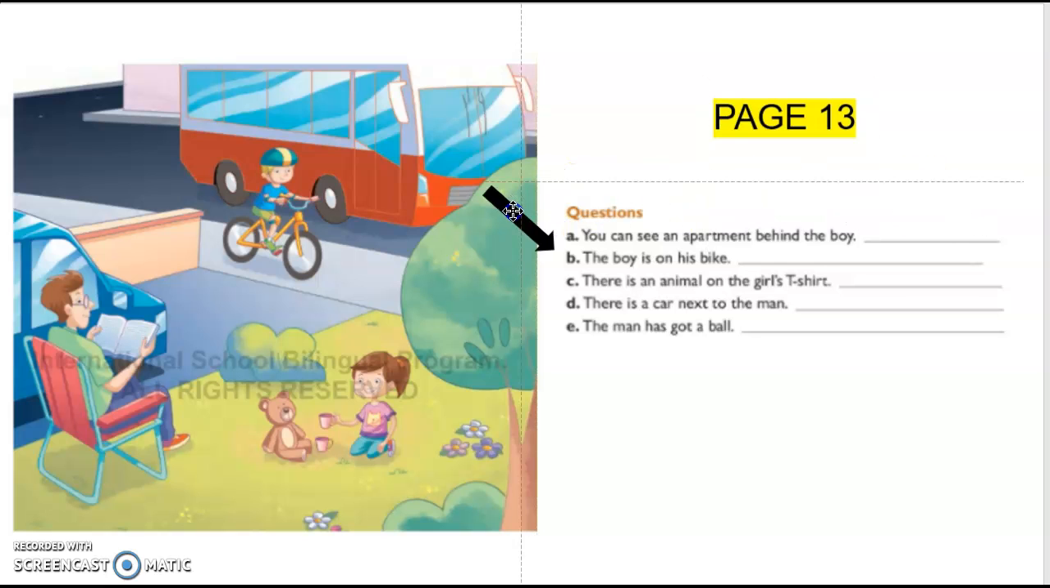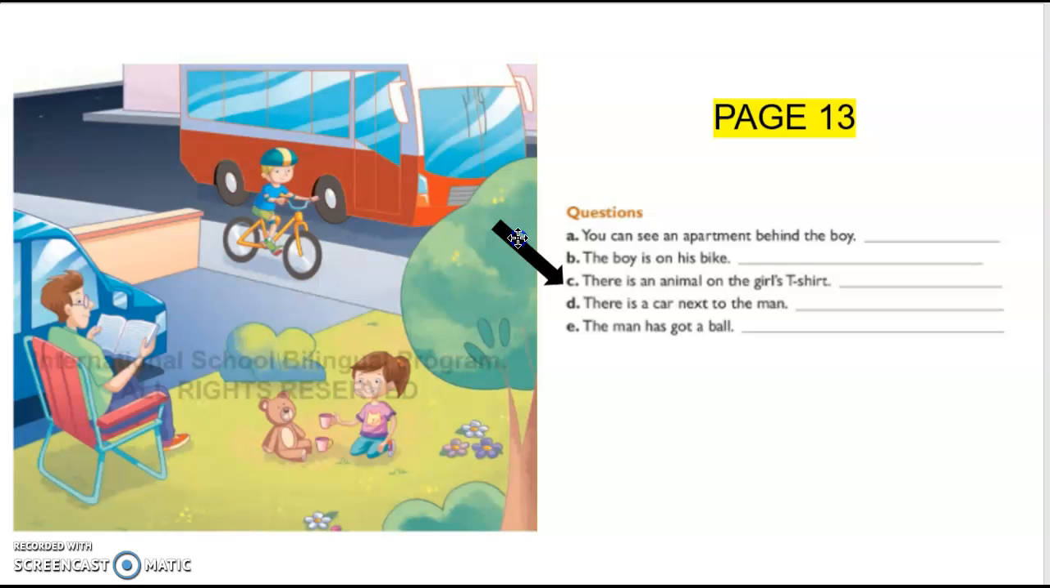Let's go to letter B. The boy is on his bike. The boy is here and the bike is here. The boy is riding a bike? Yes or no? You are going to write here.